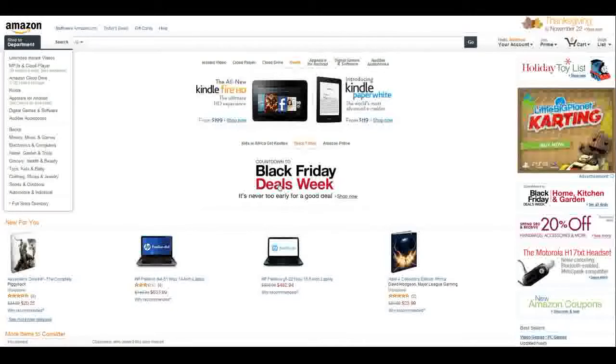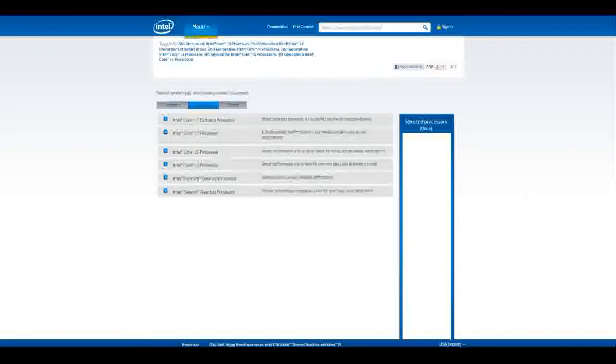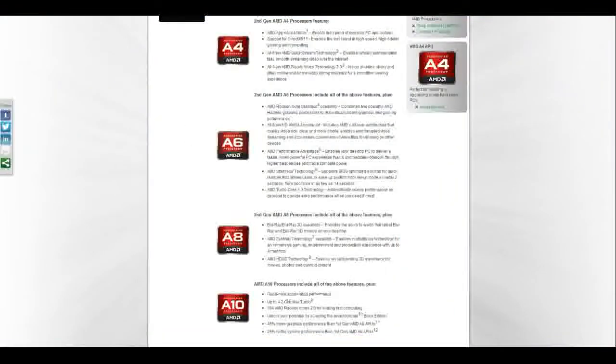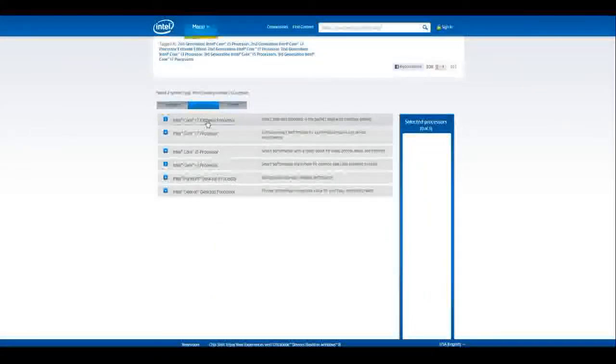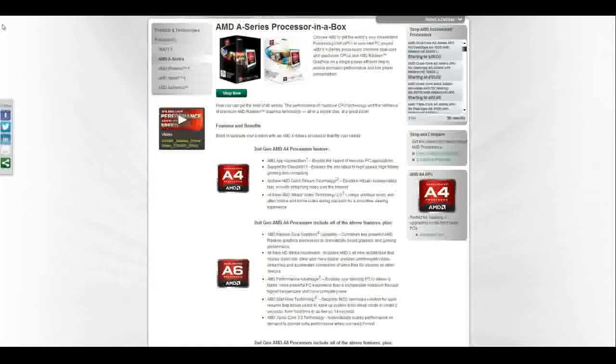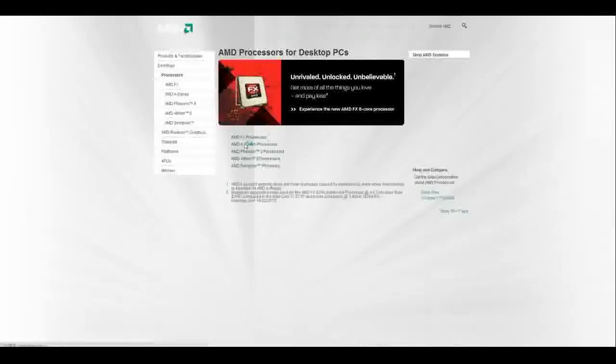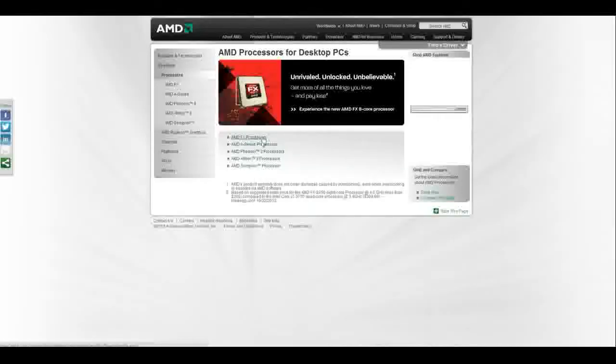The most important part of a computer will definitely be the CPU. The most common CPUs are Intel and AMD. Intel processor and AMD processor. For Intel processors nowadays, the newest are i3, i5, i7. For AMD, there are a few processors, but I recommend the A series.